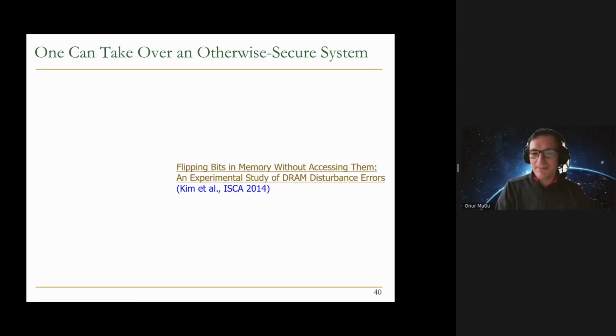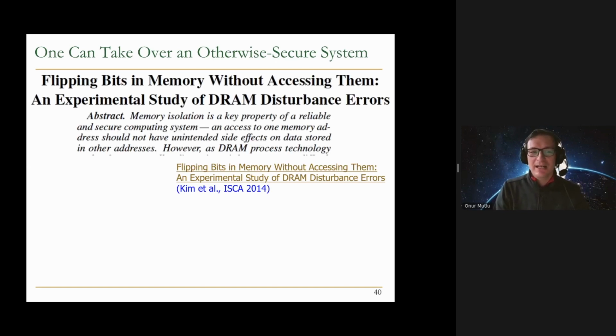When we wrote the paper in 2014, well, we wrote it in 2012, actually. It got published in 2014. But basically, the first sentence we used was: memory isolation is a key property of a reliable and secure computing system, and access to one memory address should not have unintended side effects on data stored in other addresses. And I still strongly believe this. And we said that by taking advantage of the predictable bit flips that we have shown in this work, somebody can actually hijack your system.